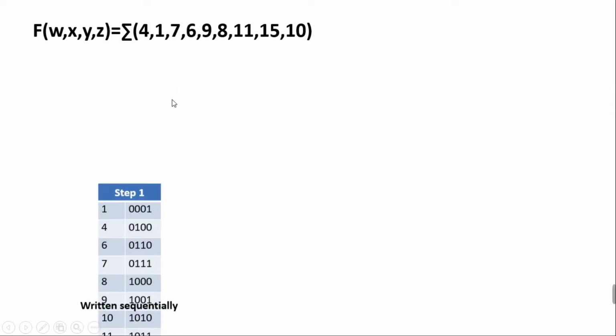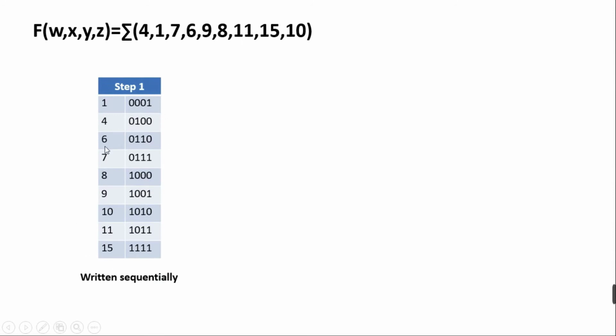At first, we're going to take our question and write the min terms sequentially in ascending order. Here the min terms are written in ascending order and their binary bits are also written alongside those numbers. The binary bits are written using 4 bits. Why did we use 4 bits? That's because the highest number given here is 15, and 15 can be represented by using 4 binary bits. That's why these binaries are written using 4 bits.